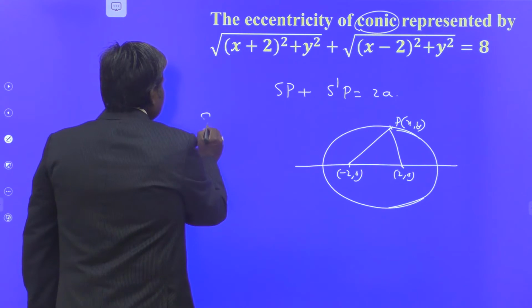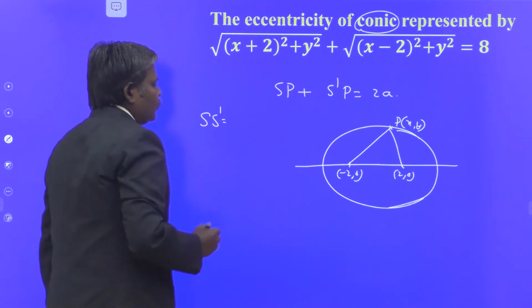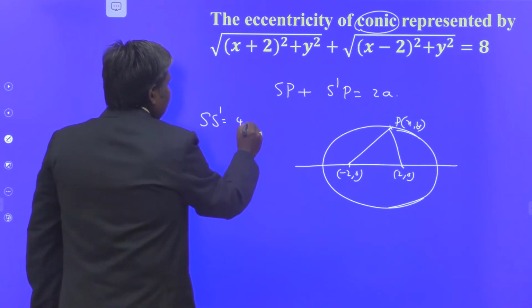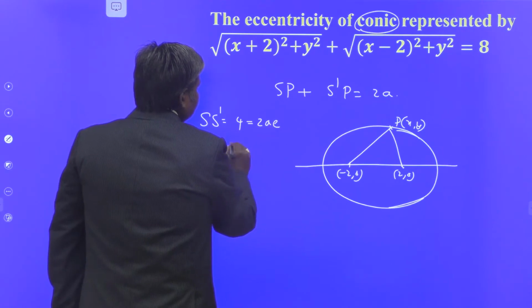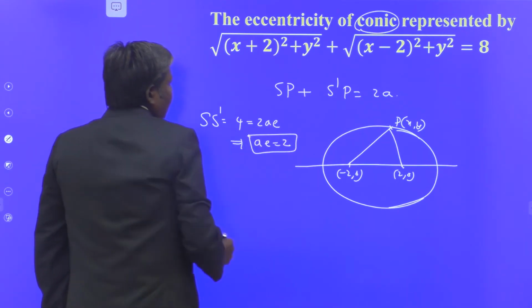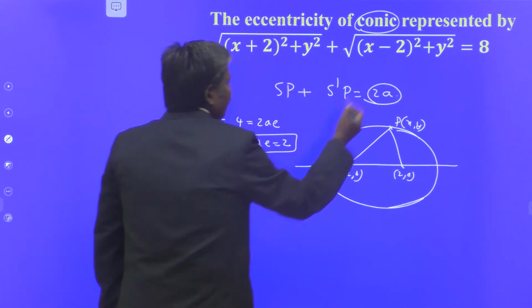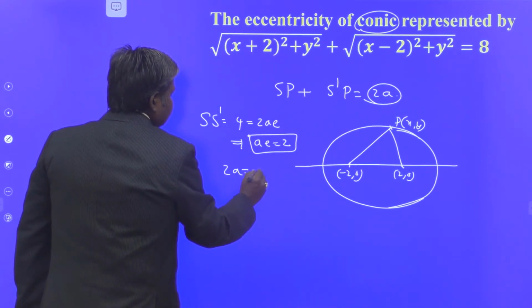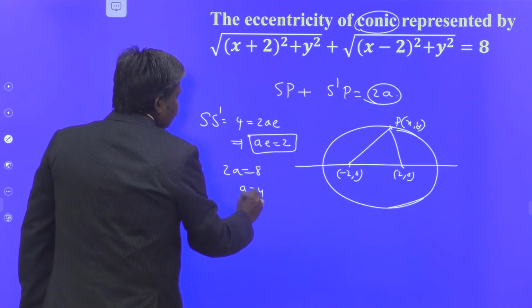So what is SS'? The distance between the two foci is 4 units. It is nothing but 2ae, which implies ae is equal to 2 units. Also, what is the right side value? 2a is equal to 8, so a is equal to 4.